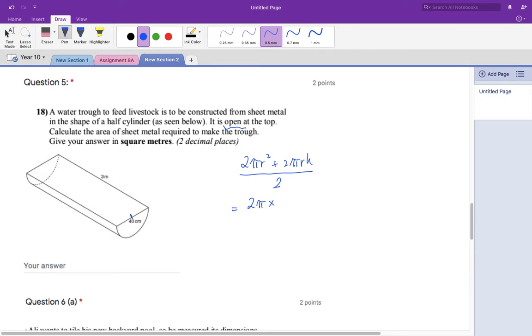And also keep in mind, this is 40 centimeters, but on the other side you have 3 meters. So you need to change 40 centimeters into 0.4 meters first. Also this is the diameter, so r is equal to 0.2. Plus 2 pi times 0.2 times 3, over 2. It should give you 2.01 meters squared.